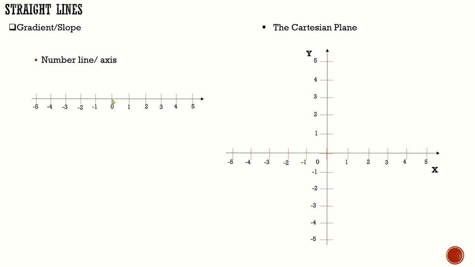So these points are equidistant from each other. So you have 0 here in the middle, 1 unit to the right, 2 units to the right, 3 units to the right. Similarly, to accommodate negative numbers, you move 1 unit to the left, 2 units to the left.